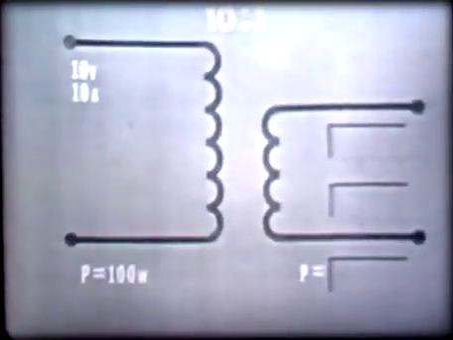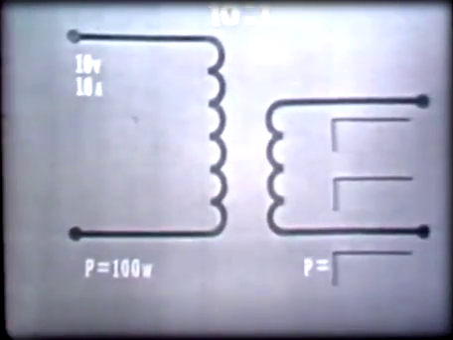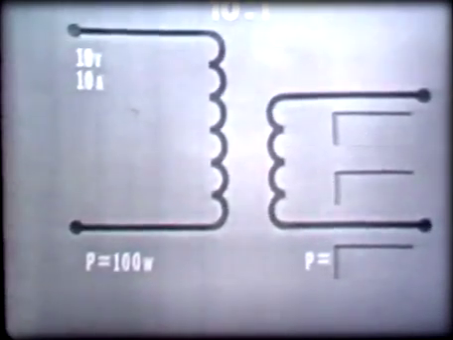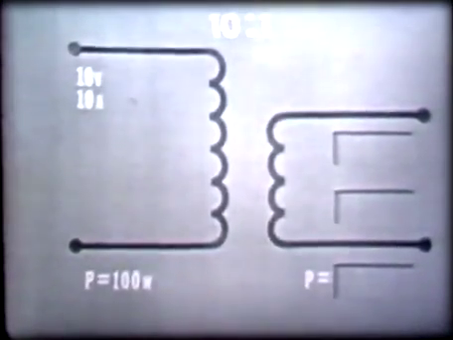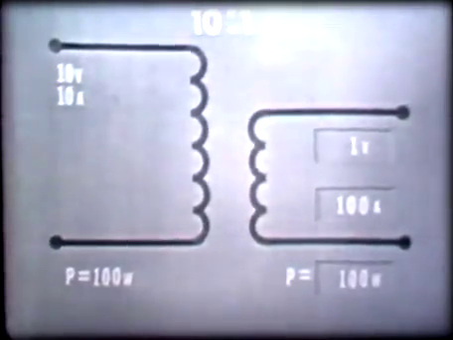Now let's suppose the same 10 volts at 10 amperes was applied to the primary of a step-down transformer, one which has a turns ratio of 10 to 1. Power in the primary would again be 100 watts. Voltage induced in the secondary would now be 1/10 that in the primary, 1 volt. Current in the secondary would now be 10 times that in the primary, 100 amperes. Power in the secondary, however, remains at 100 watts.